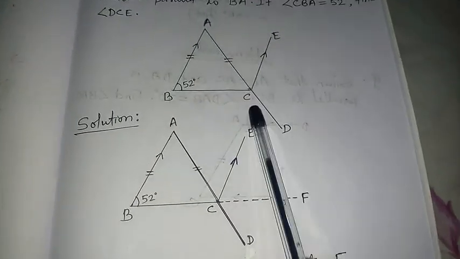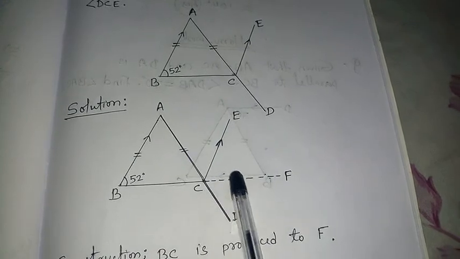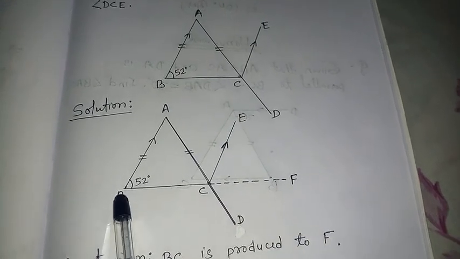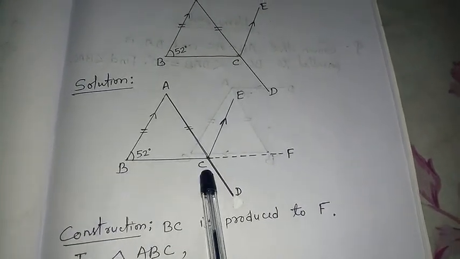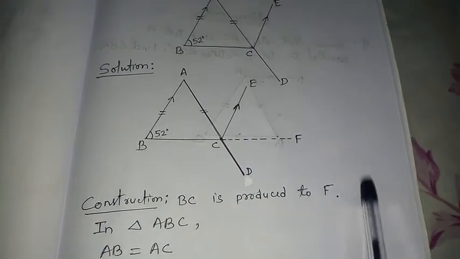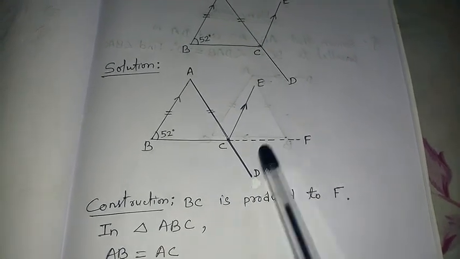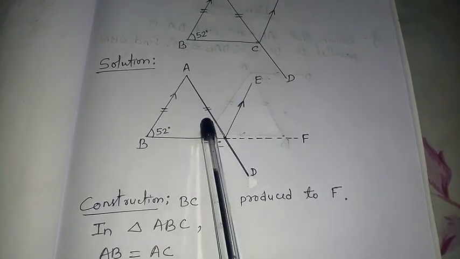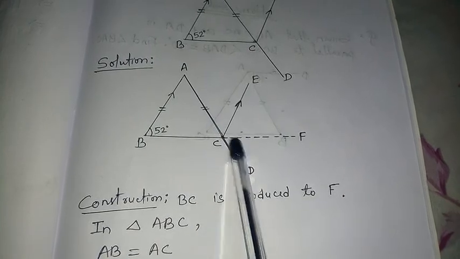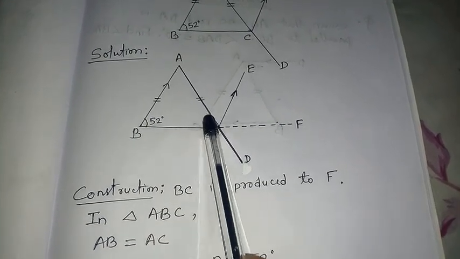In order to find this answer DCE, one construction is very important. So I have drawn one imaginary line where I have produced BC to F. This construction is very important. Why, children? Because this angle and this lower angle will be vertically opposite. Now this is 52 degrees, and this also is 52 degrees. Why?